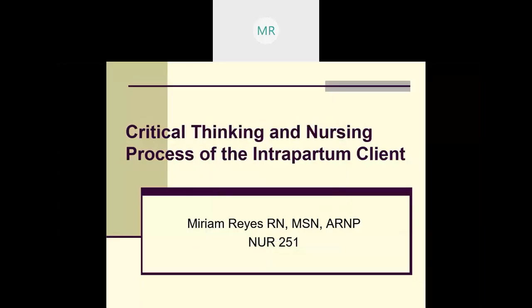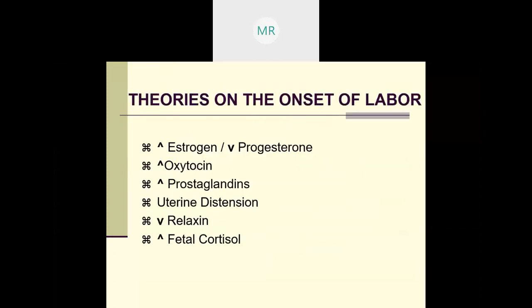So we are starting our critical care and nursing process of the intrapartum client. There are some theories on the onset of labor. Initiation of labor comes from an interplay of factors, including distension of the uterus, which actually causes irritability and contractility, and the hormonal influence. And you can see below here the hormones again come to play.